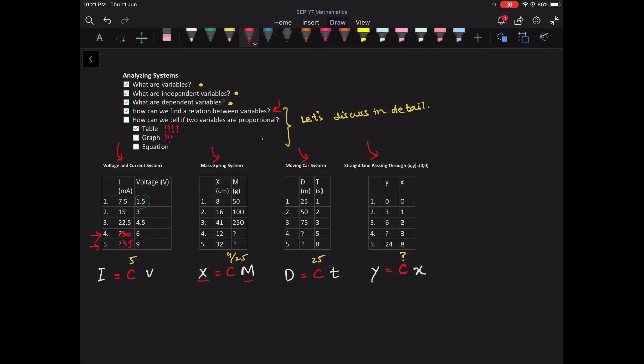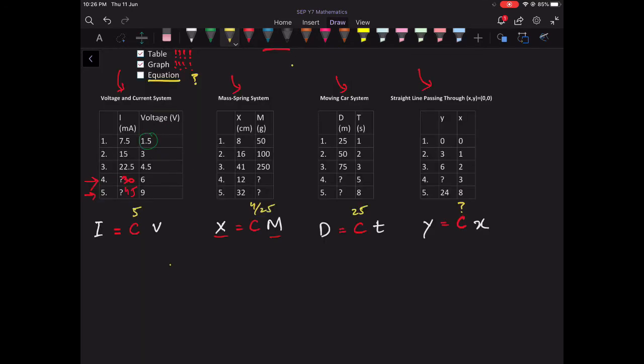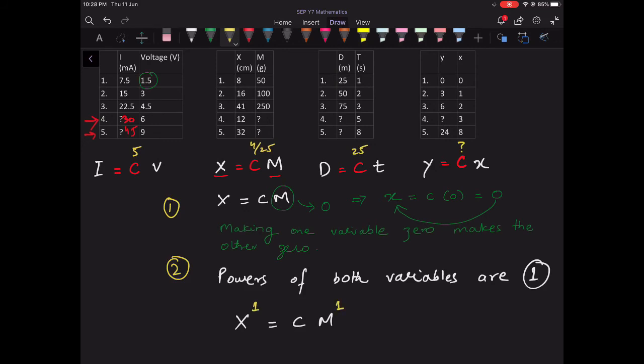We can now identify proportionality between two variables from a table and a graph. Let's do the same for an equation. In an equation, if one of the variables is assigned a 0 value, then the other variable also becomes 0. The second condition for an equation is that both variables should be raised to the power of 1 only. The power of x is 1 and m is 1.